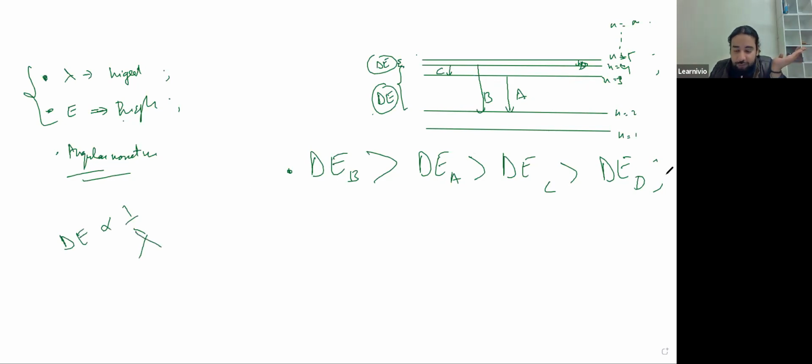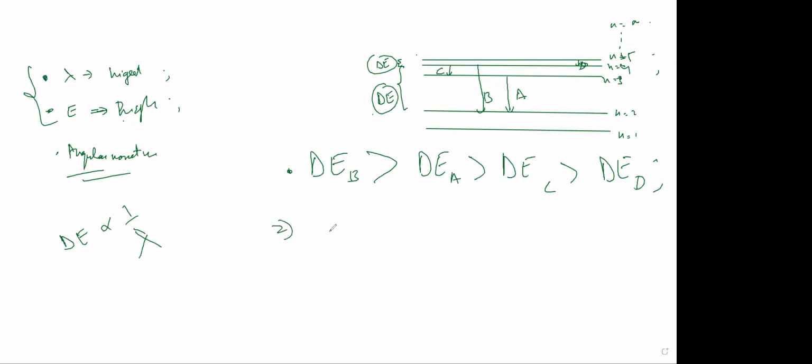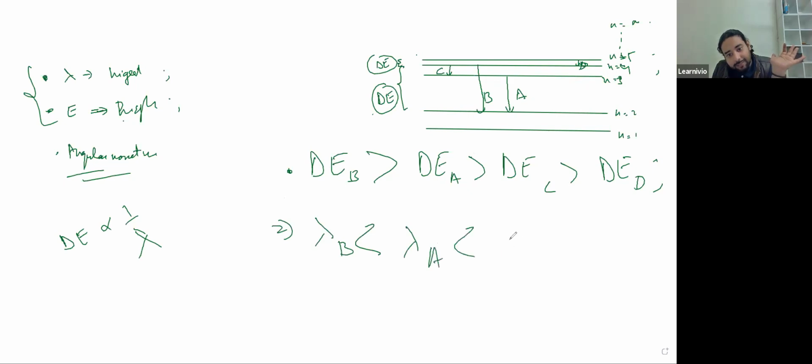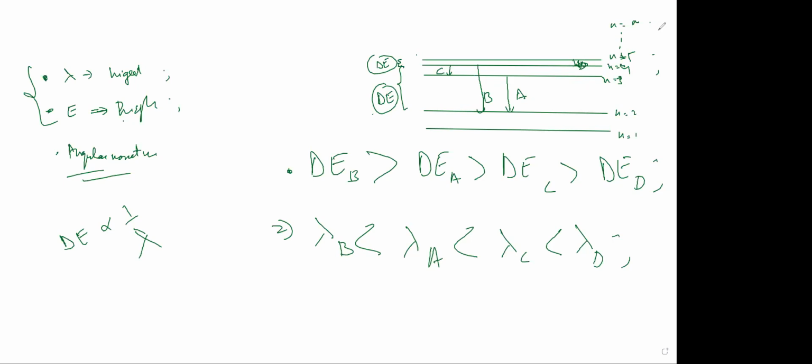So if I want to make a lambda arrangement, just reverse the signs. This means that lambda in B will be the smallest, lambda in A will be the next, lambda in C will be the next, and lambda in D will be the largest. So yes, the wavelength coming out because of transition D, the smallest transition, will be the highest. But that means that the energy will be the lowest. Okay, sir. Understood.